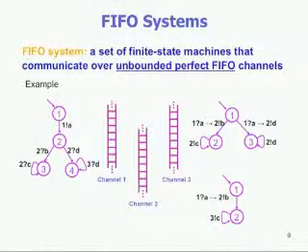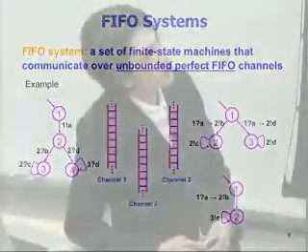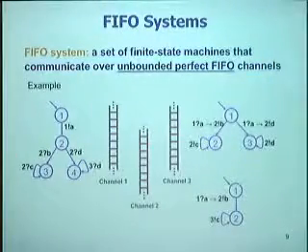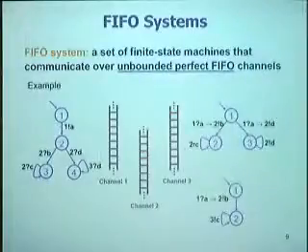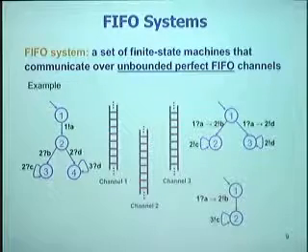What is a FIFO system? First of all, it's a bunch of finite state machines that communicate over unbounded perfect FIFO channels. This is an example of a FIFO system consisting of three processes. Each of them has been shown by a finite state automaton. They communicate through three channels.